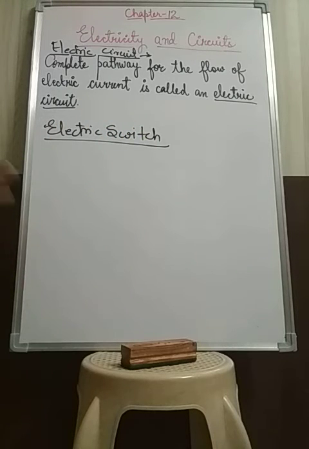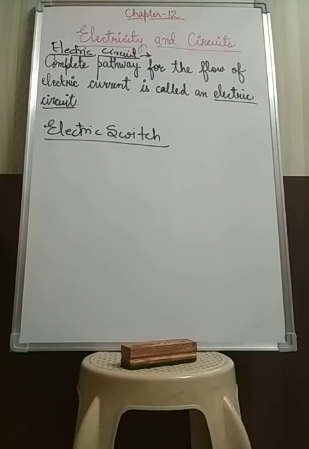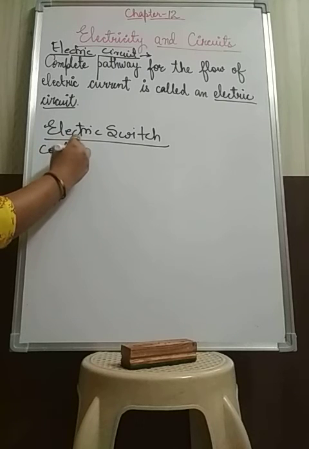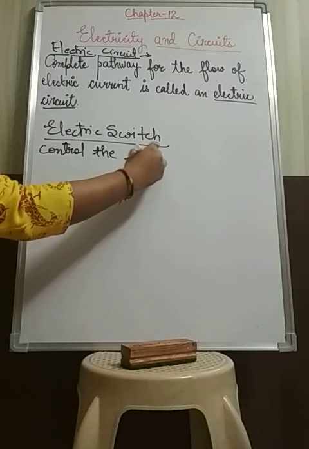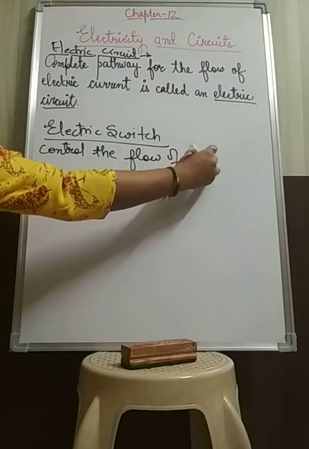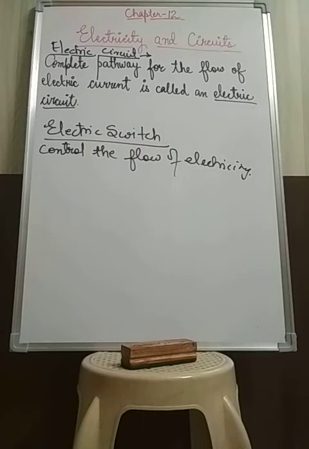In every electric device there is an arrangement for switching the device on and off. It is achieved only by including the electric switch in a circuit. So the electric switch is the device which is used to control the flow of electricity.